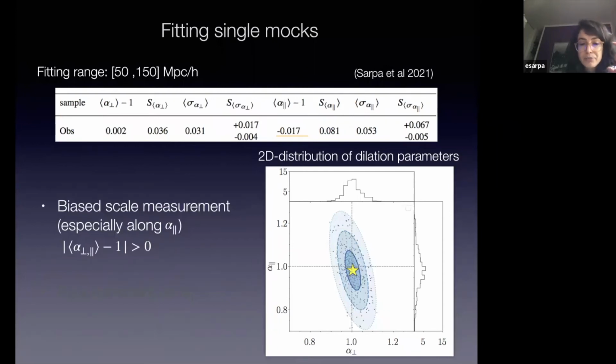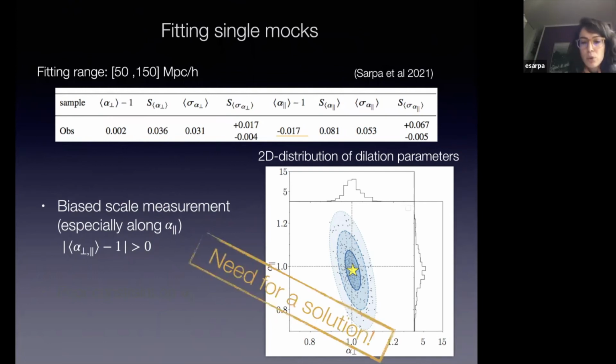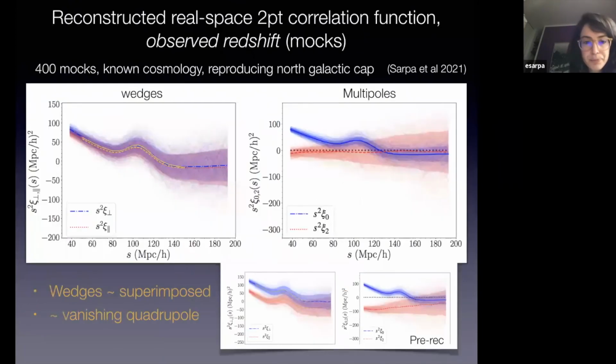We have a clear, large dispersion in the value of sigma parallel obtained by single MOCs, and also alpha parallel is biased with respect to the expected value for the known cosmology of the MOCs. So for those regions, we need a solution. Either we include a more accurate model for our nonlinearities, or we try to model them using reconstruction, and this is what we have done.